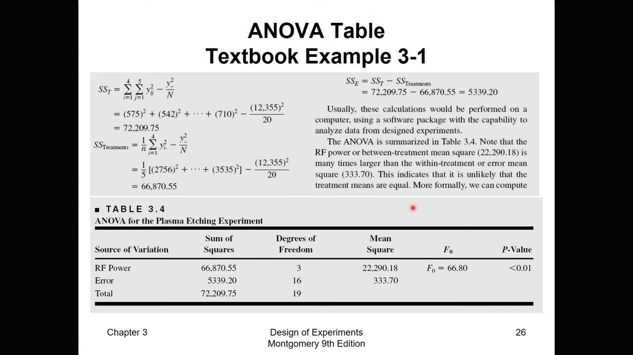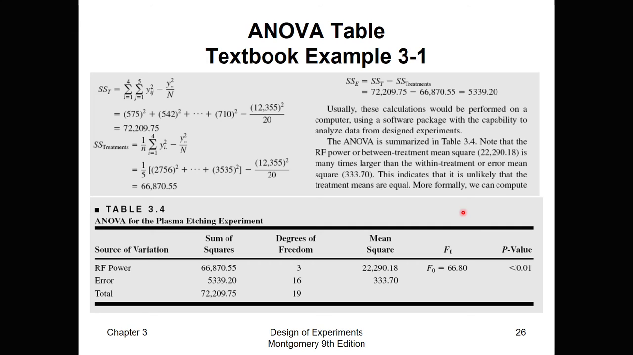So what does that mean? That means that there is evidence that at least one of the means is different from the other. So there is enough evidence here to declare that the etch rate for one of the power settings is different than for one of the other power settings. I don't know which one. Maybe all of them are different. Maybe only one is different from the other 3.